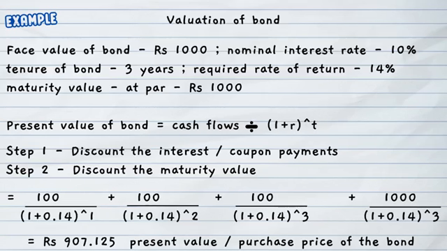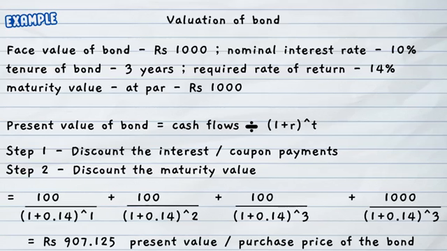So we do two steps. The first step, we discount the interest or the coupon payments. And the second step, we discount the final maturity value. And that's exactly what I've displayed here. Year 1, 2, 3, we have discounted the 100 rupees interest payments. Plus in the final year, it matures at par, right? So that is the 1000 rupees we put in the bond, we get back. So that divided by 1 plus r to the power of t. When we add all this, we get rupees 907 point something as the present value of the bond.